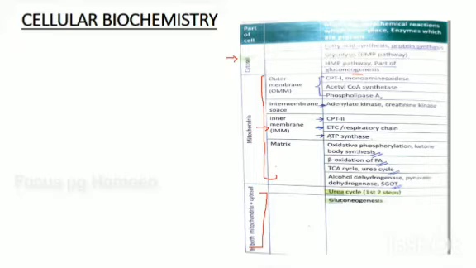Then about RBC, RBC gets its ATP or its energy from the anaerobic glycolysis, that is earlier told. The cycles which are taking place in the RBCs are the pentose phosphate shunt and the methemoglobin reductase system. These two cycles are taking place in the RBCs.